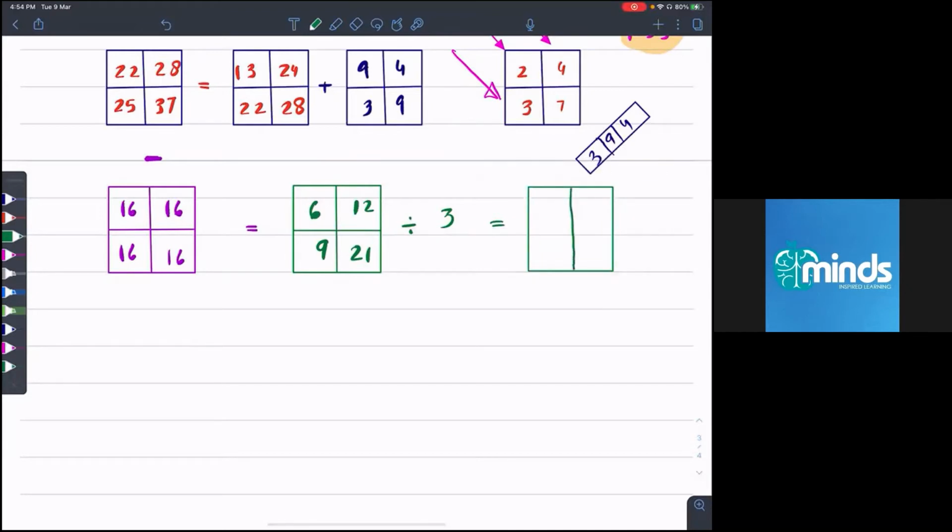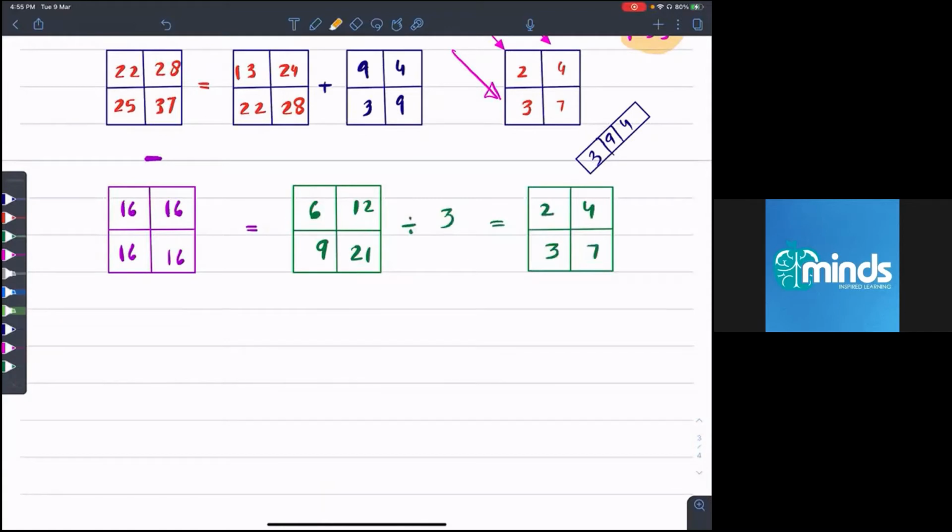Now I hope all calculations are correct. See what we will be getting. 12 over 3 is 4. 6 over 3 is 2. 21 over 3 is 7. And 9 over 3 is 3.